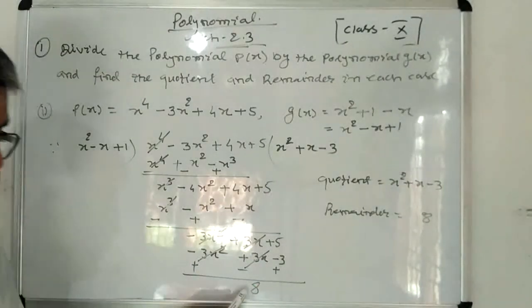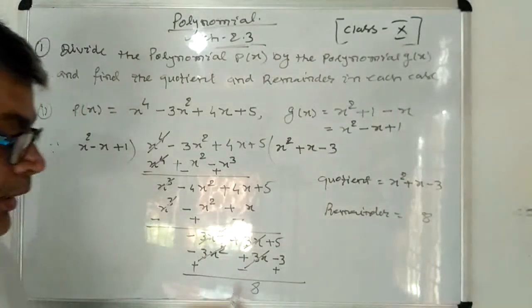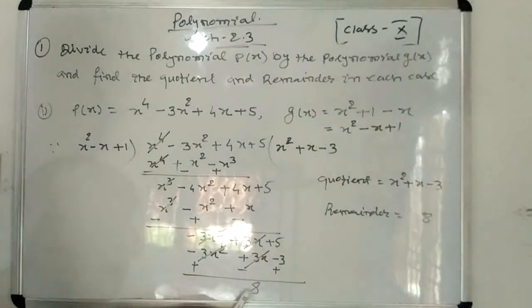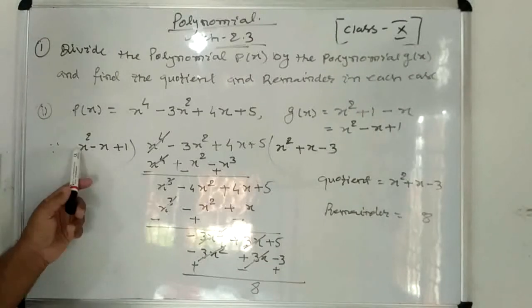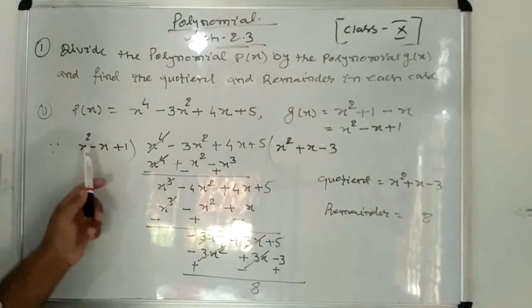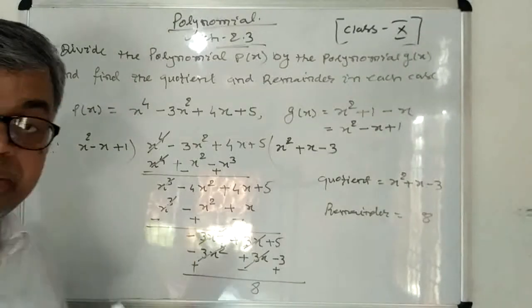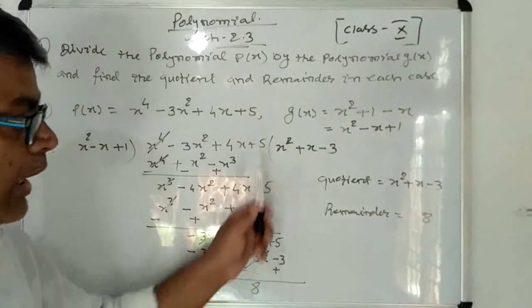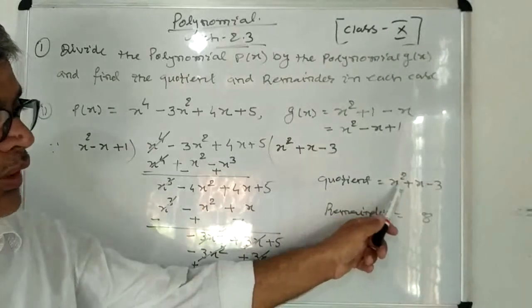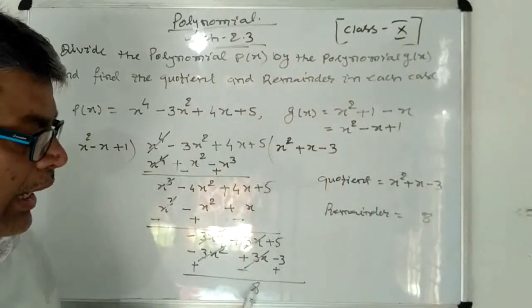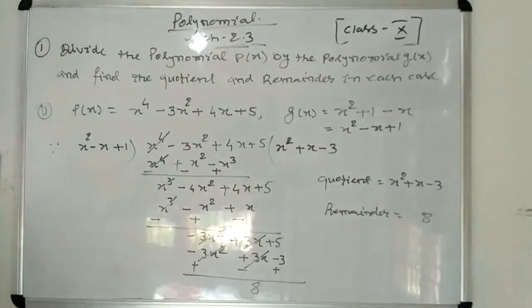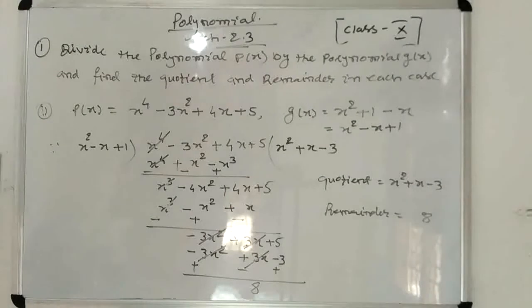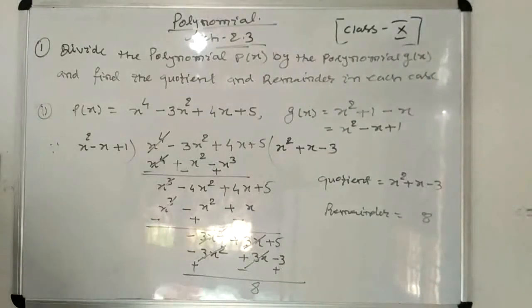And now it is a constant polynomial, and its degree is 0, which is less than the degree of the divisor. So now division is not further possible, and this is your quotient. Quotient equals x square plus x minus 3, and the remainder is 8. So in this way you can do divisions, which is very important.